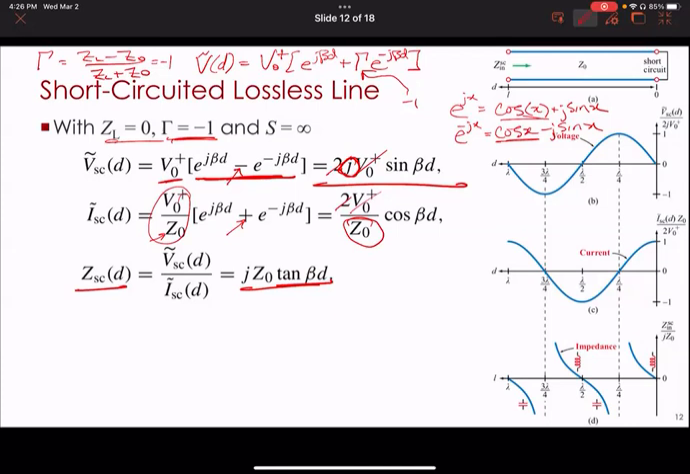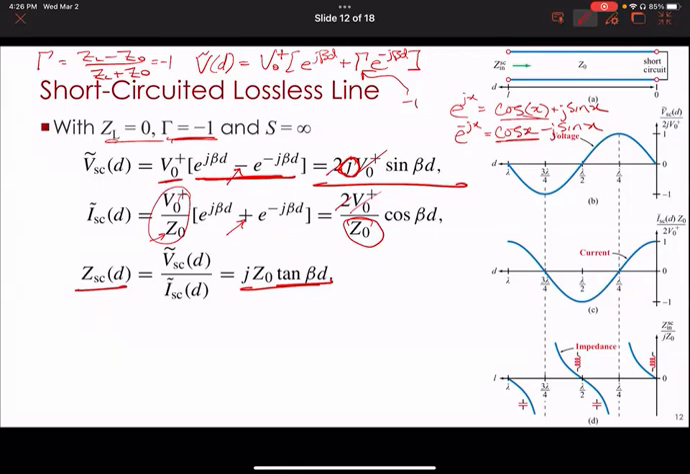So what does that mean? Well, it's imaginary. It's got a j in there, right? So it could act like an inductor or a capacitor. It's going to depend on the wavelength, right? Because that's built into the beta. But it's also going to depend on d, meaning that the impedance is changing at different points on the line, which should make sense.